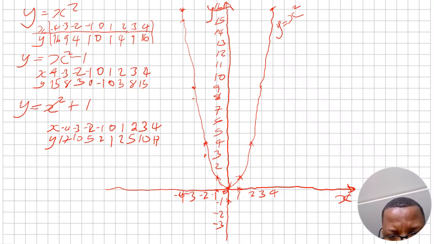When it's 2, y is equal to 3. So it is here. When it's 3, y is equal to 8. So here's where 8 is. When it's 4, y is equal to 15. So this is where our 15 is. Okay. Alright, so let's also plot our graph.